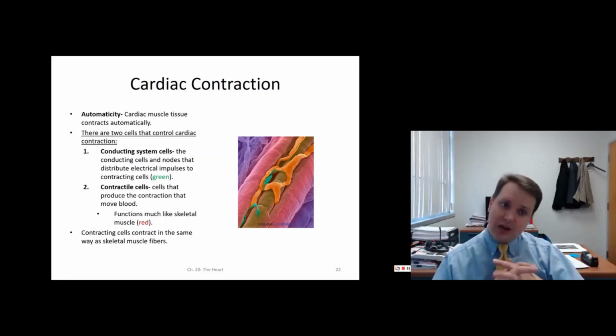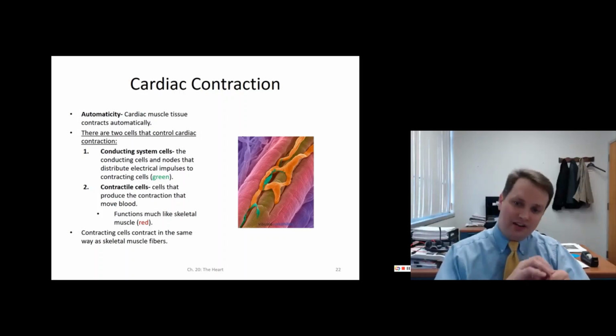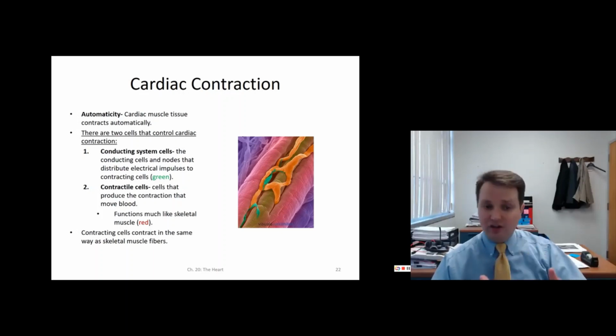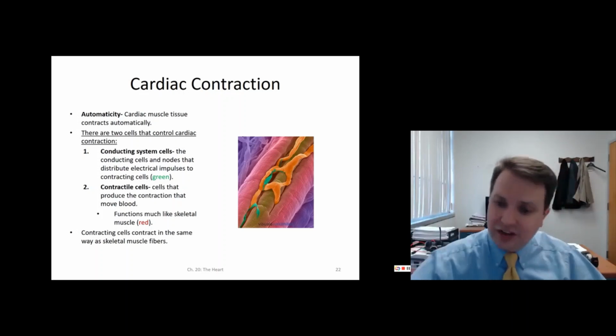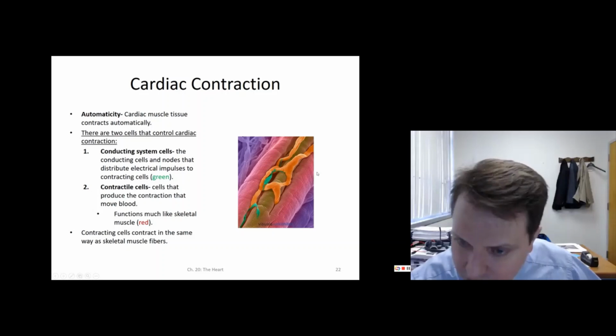Now there are 2 types of cells. One of those is the conducting system cells. They're very skinny, very specialized cells. You will see these in green in this picture that I shared, where they are much smaller. They are not there to contract. All they do is conduct electrical impulses, action potentials, to the contracting cells. The contracting cells are the more red ones on this diagram, a picture that I borrowed from online, Visuals Unlimited.